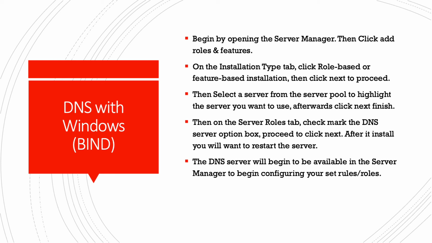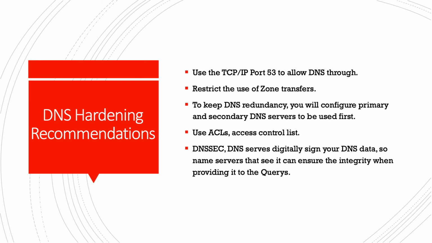Then, if you want to use DNS with Windows, you'll begin by opening the Server Manager. Then you want to click Add Roles and Features. Once you do that, on the installation tab, you want to click Role-based or feature-based installation. You want to then click proceed. Then you want to select the server from the server pool to highlight the server you want to use. Afterwards, you want to click finish. Once done, on the server roles tab, you want to check mark the DNS server option, and then proceed to the next one, which will finish the installation. After you do that, you want to restart the server. Once that is done, the DNS server will be available in Server Manager to begin configuring your set rules and roles.